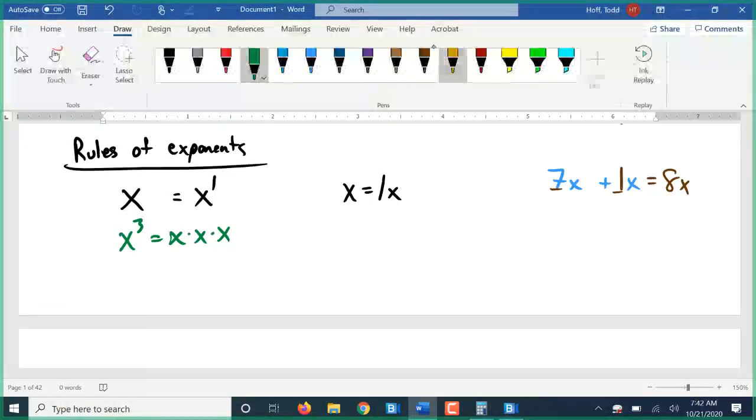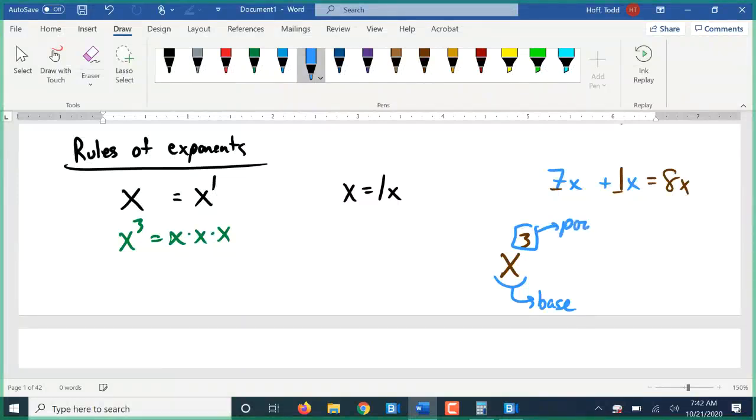But what if I have more than one exponent? Remember, an exponent has two parts. In x to the third, the x is the base. That's the number or symbol that we are acting upon. And in this case, the 3 is the power. That's telling us how many times that base is being repeated. So x to the third, x is the base. That's the number that's being acted on, or the number that's going to be repeated. 3, the power, tells us we're repeating it 3 times.